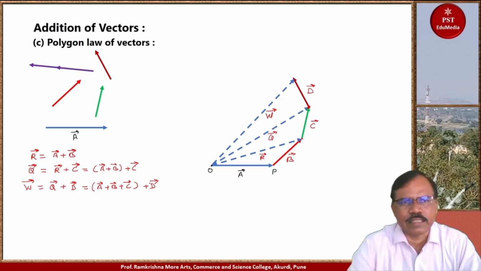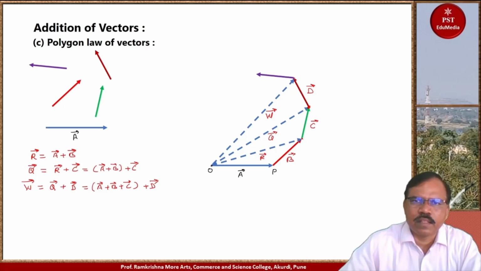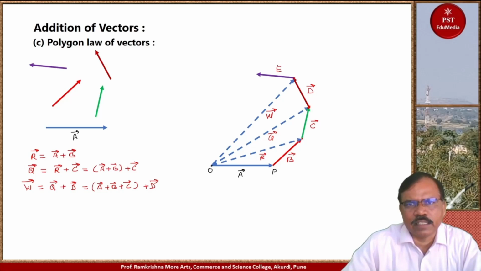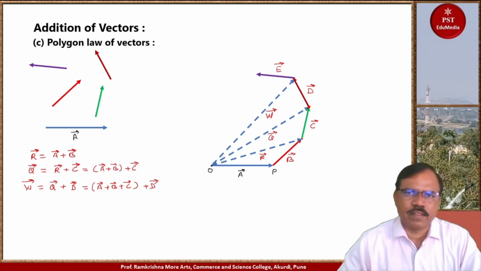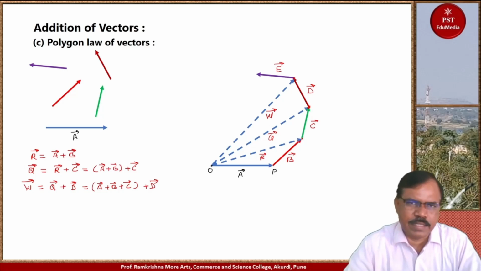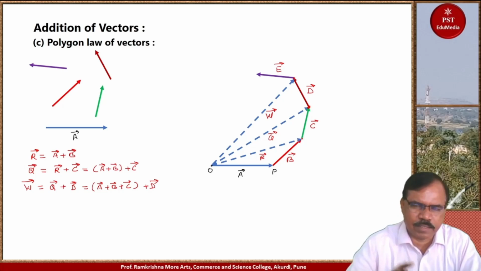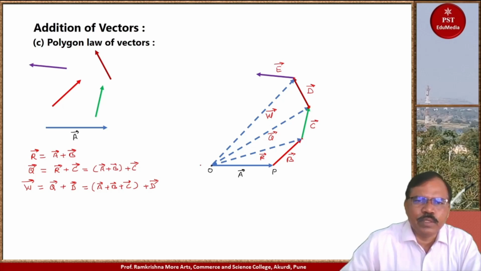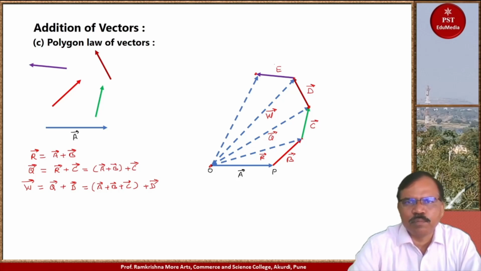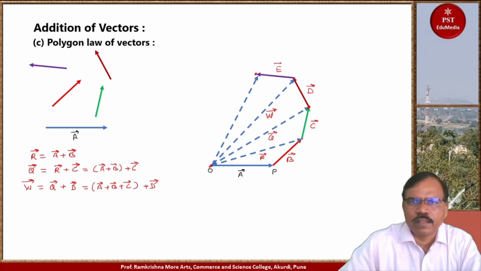Now let us take another vector and start from the tip of D or from the tip of W. So let us take this as vector E. Now to find the resultant of W and E, first we will find the resultant of that. So now we know this is the tail of W, this is the tip of E. So the resultant of W and E, let us take this as S.